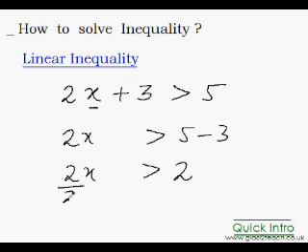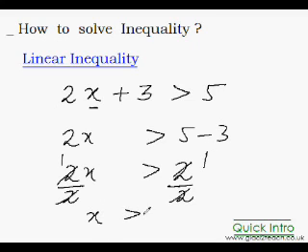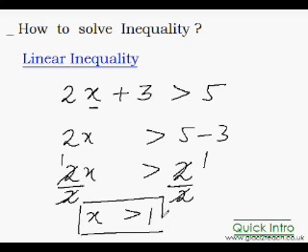So I'll divide this side by 2 and I also divide this side by 2. So this thing goes away, isn't it? 2 1 times is 2 and this is 2 1 times is 2. So what do we have here? x is greater than 1. That's your answer. That's your solution.